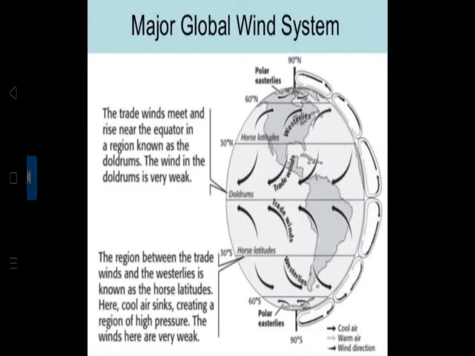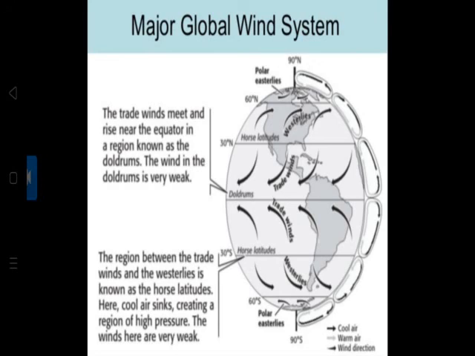Now the major wind system. Have a look at this, what all I have spoken. The trade winds meet and rise near the equator in a region known as doldrums. The doldrums is the equatorial region. The wind in the doldrums is very weak. The region between the trade winds and the westerlies is known as horse latitude.